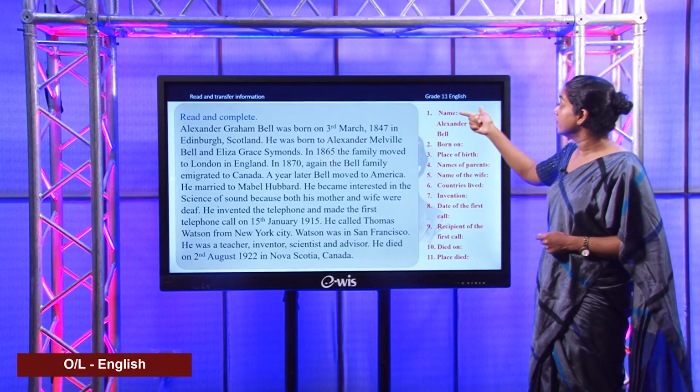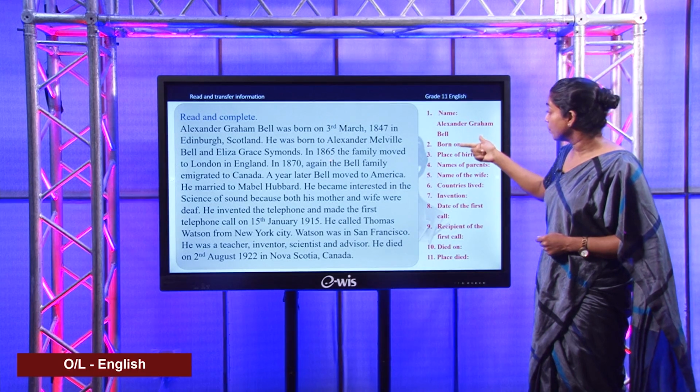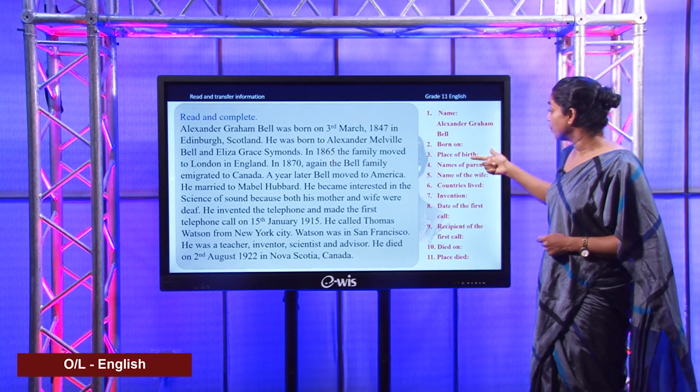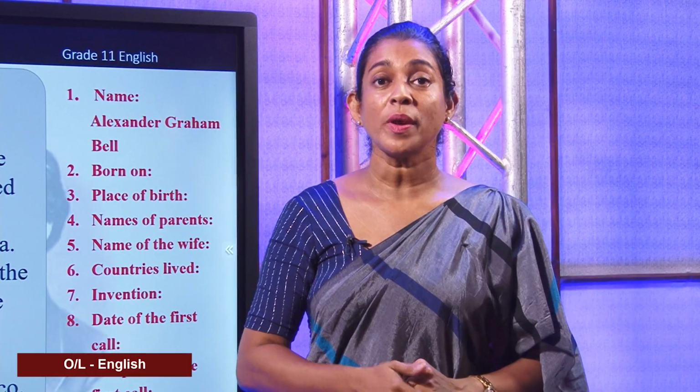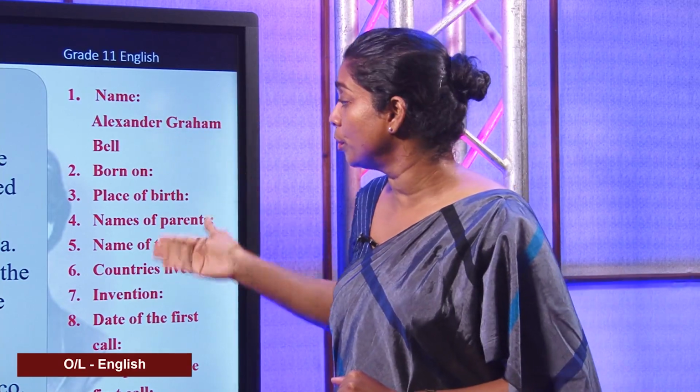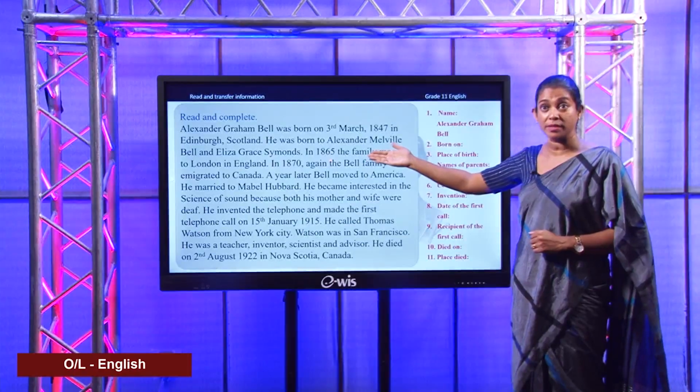You need to find the name, the date of birth, the place of birth, names of parents, name of the wife, countries lived, invention, date of the first call, recipient of the first call, the date and the place of his death. As you have copied the numbers in your notebook, let's read the passage once.